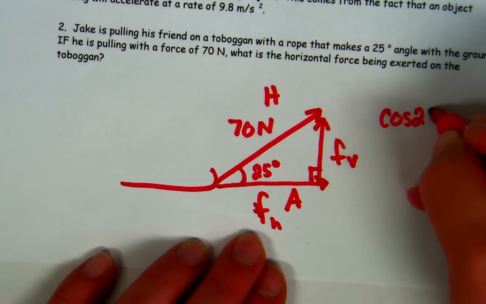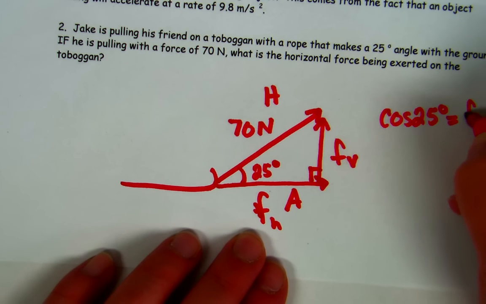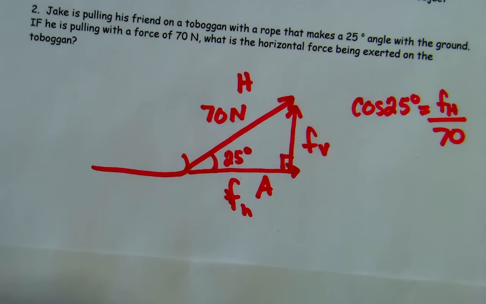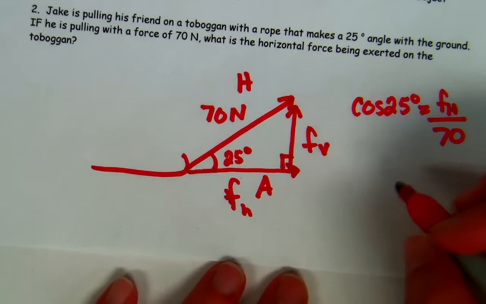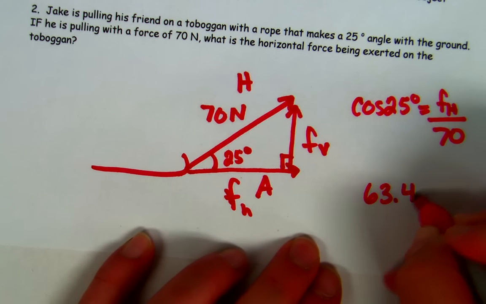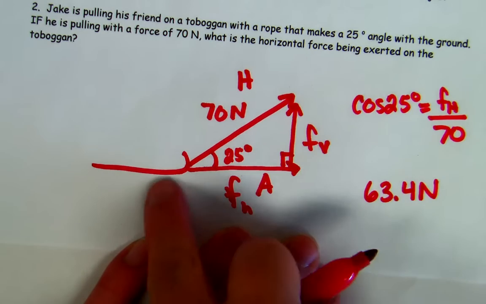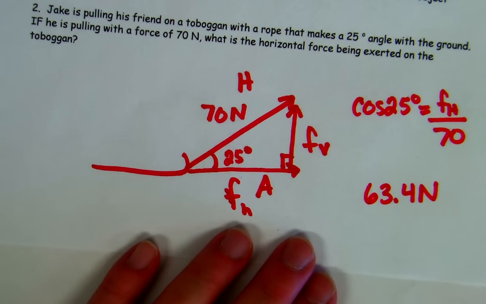So the cos of 25 degrees, because that's my theta, is A, which is my horizontal force, over the hypotenuse, which is 70. I'm going to bring the 70 over and multiply. So I'm doing 70 times the cos of 25. So 63.4 newtons is the force that's being exerted horizontally on the toboggan.